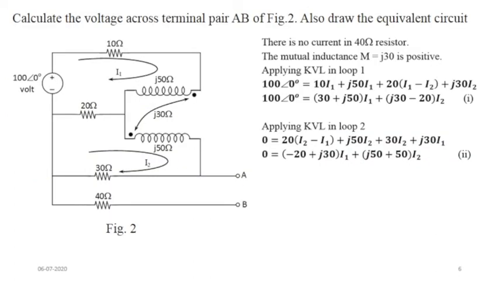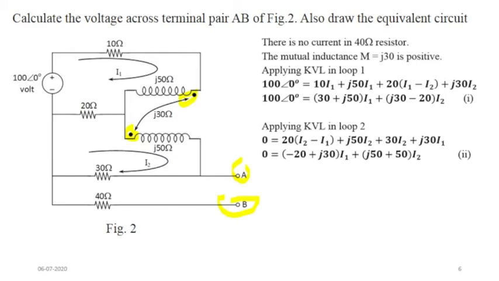Now coming to the second example. Here we have been asked to calculate the voltage across terminal pair AB, and draw the equivalent circuit. Here the meaning of equivalent circuit is that we don't want to represent these dots, which can be represented by some other means, and thereby we would be able to know how dependent sources are coming into existence.